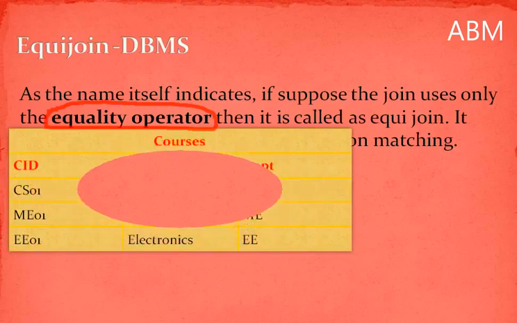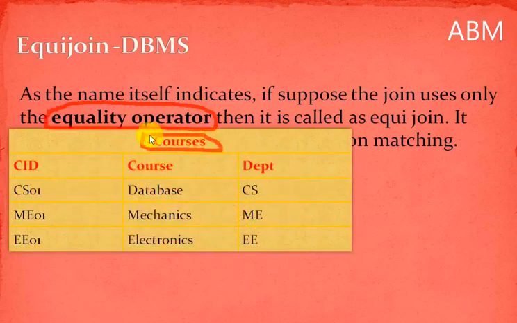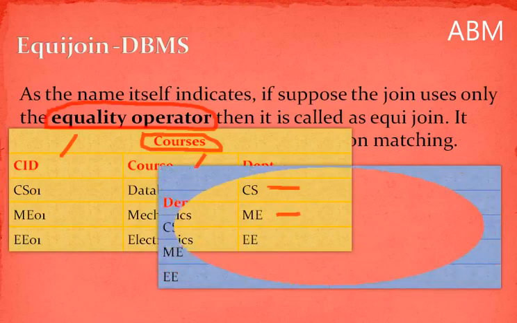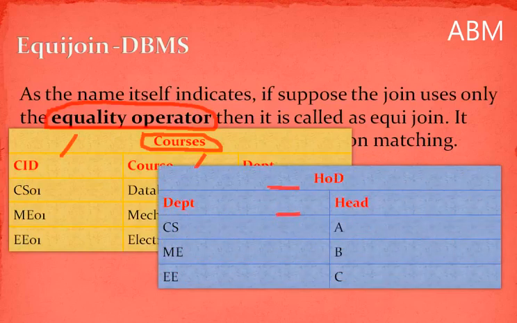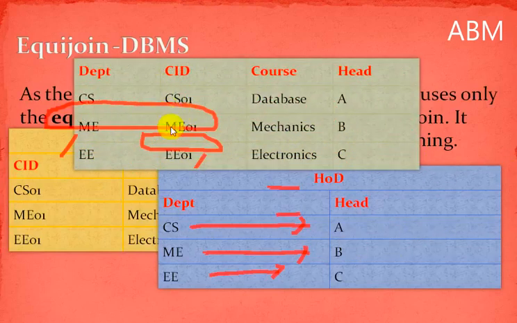For example, we have one table with courses: the course ID, the course, and also the department of the course. Database is the CS department, mechanics is the mechanical department, and there is an electrical engineering course. Now we have the second table where the computer science department HOD is Mr. A, the mechanical engineering department HOD is Mr. B, and the electrical engineering HOD is Mr. C. So how can we combine this by using the equijoin?